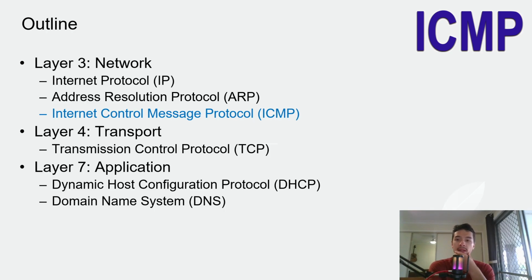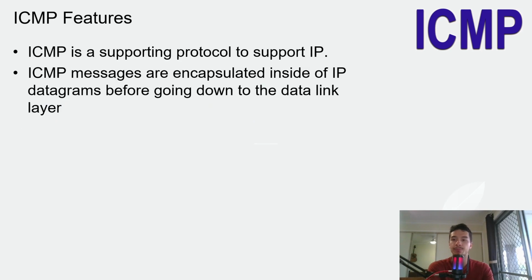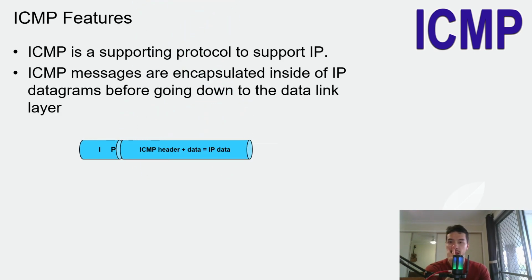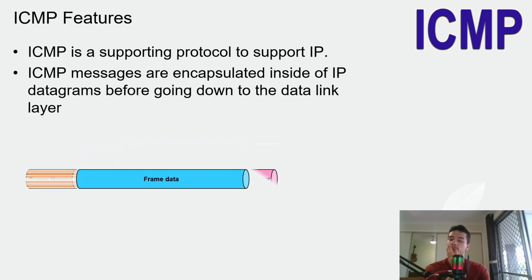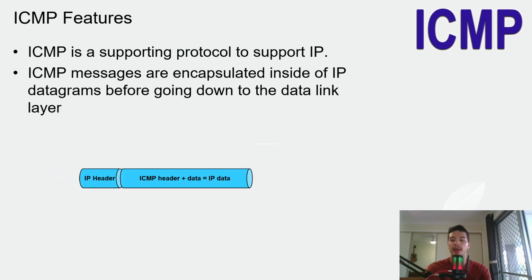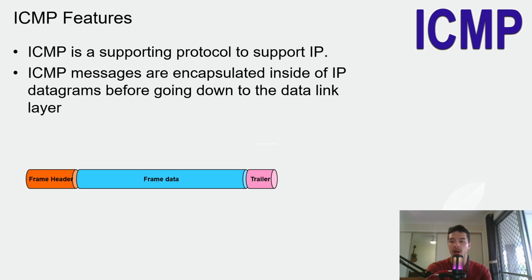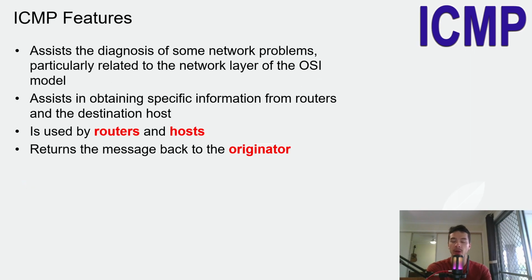So in this next one, we've got Internet Control Message Protocol, ICMP. We briefly went over that before. It's a supporting protocol to support IP. ICMP messages are encapsulated inside of IP datagrams before going down to the data link layer. So if you look here, you've got the IP header, the ICMP header plus data, which is the IP data, then the frame and trailer. It all makes it up.